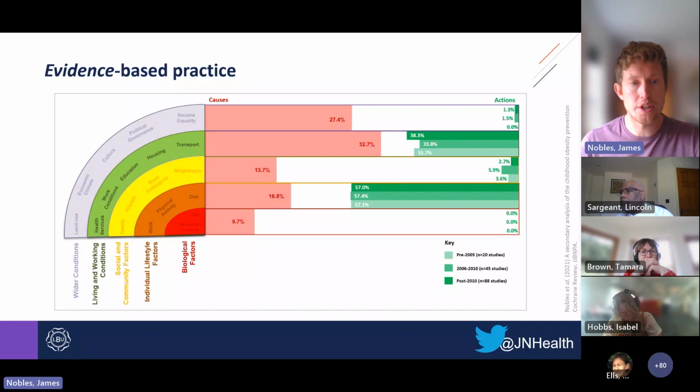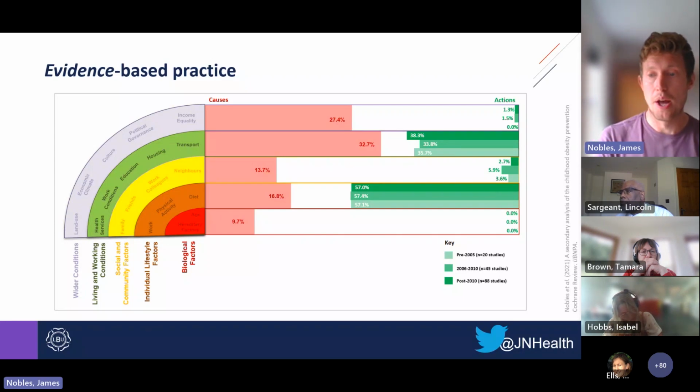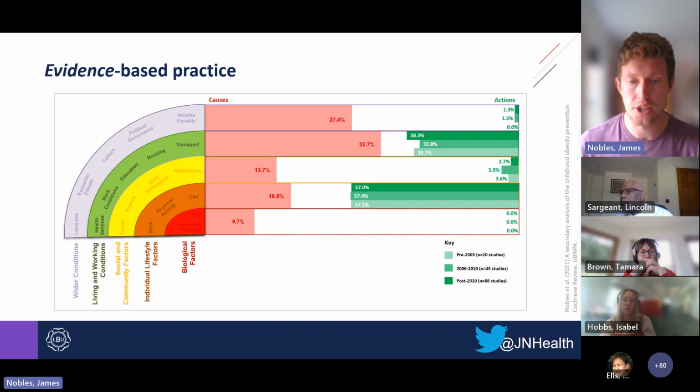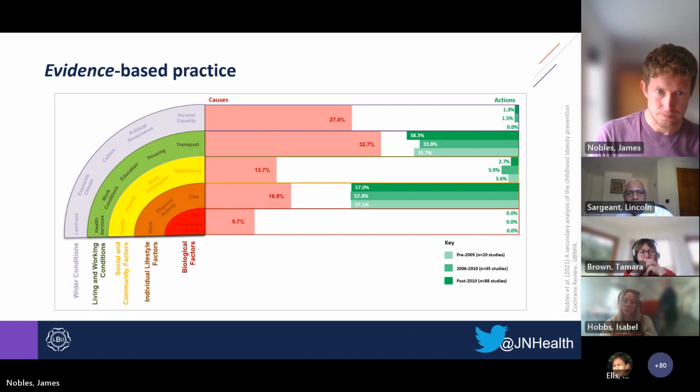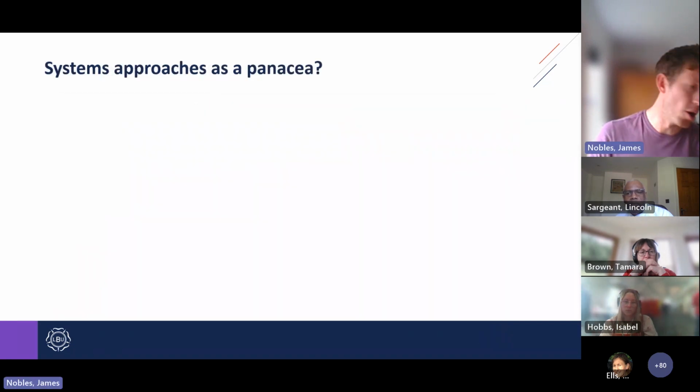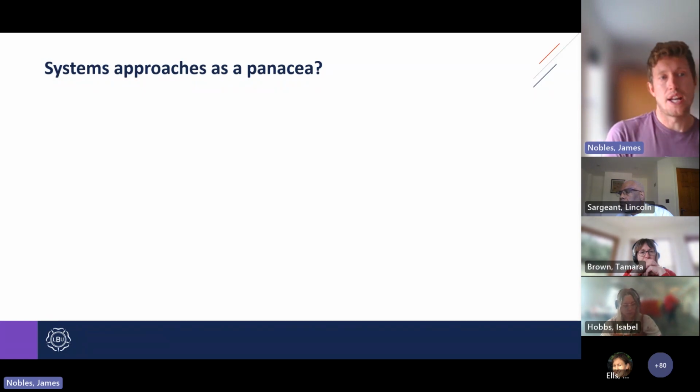So somewhat in response to this, and in response to many past attempts to prevent overweight and obesity, we've seen academics, non-government organisations, government organisations, and international agencies calling for what are regarded as systems approaches. And I'll get onto these in a moment. So we've seen a really big, rapid rise in the emphasis around the use of systems approaches.